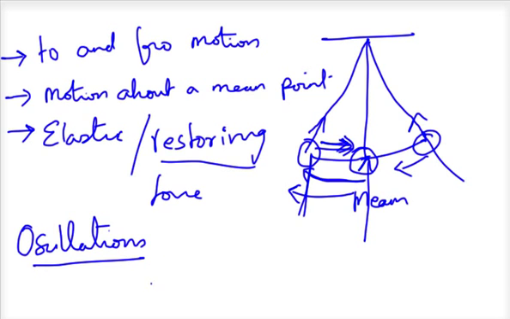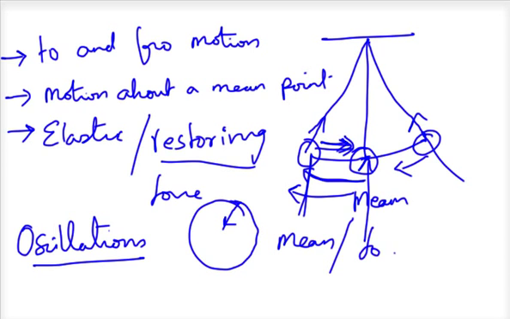Okay, now let's see if I can classify the other periodic motions as oscillations or not. Now we said that the movement of a body in a circular path. Whenever there is a circular path, there is a force which is acting towards the center. There is nothing called a mean position. There is no to and fro position. So I can't classify circular motion as oscillatory motion.